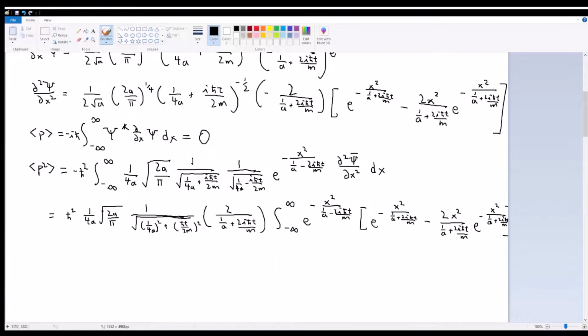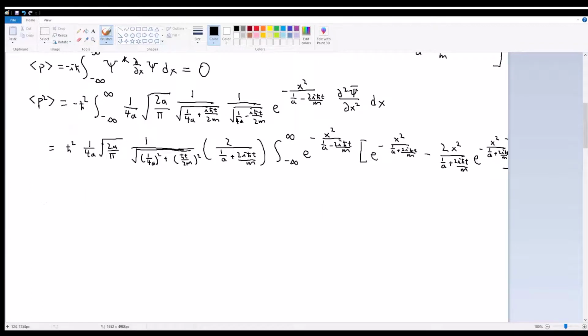Okay, we can factor that out and we can do some simplification here. So this is going to give us what? h bar times 1 over 4a times the square root of 2a over pi, times 1 over the square root of 1 over 4a squared plus h bar t over 2m squared. And then the 2 at the top cancels out with the 4 to make 2a. And then we have 1 over a plus 2i h bar t over m.